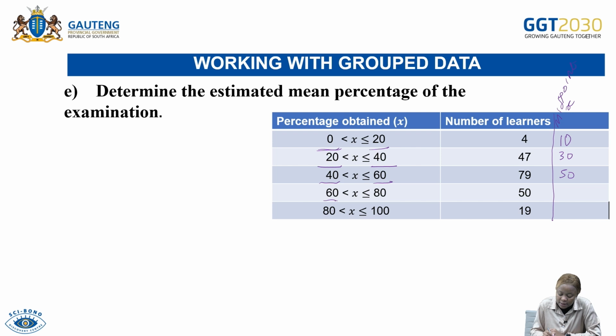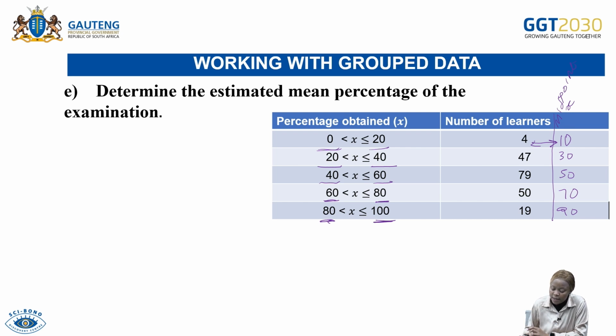And then you say 60 plus 80, which is going to be 140. If you divide it by 2, you get 70. And then 80 plus 100, and if you divide it by 2, you will get 90. Then from there, you need to multiply the frequency and the midpoint.